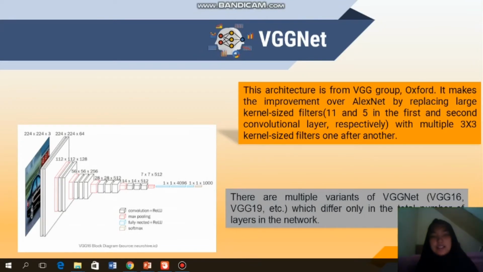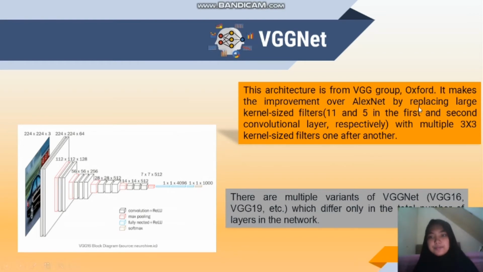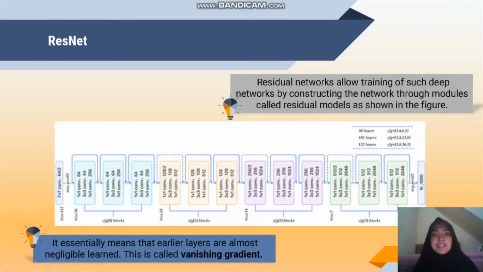So the next CNN architecture is ResNet, the Residual Network. Residual network allows training of such deep networks by constructing the network through modules called residual modules, as shown in the figure. It essentially means the early layers are almost negligible to learn. This is called vanishing gradient.